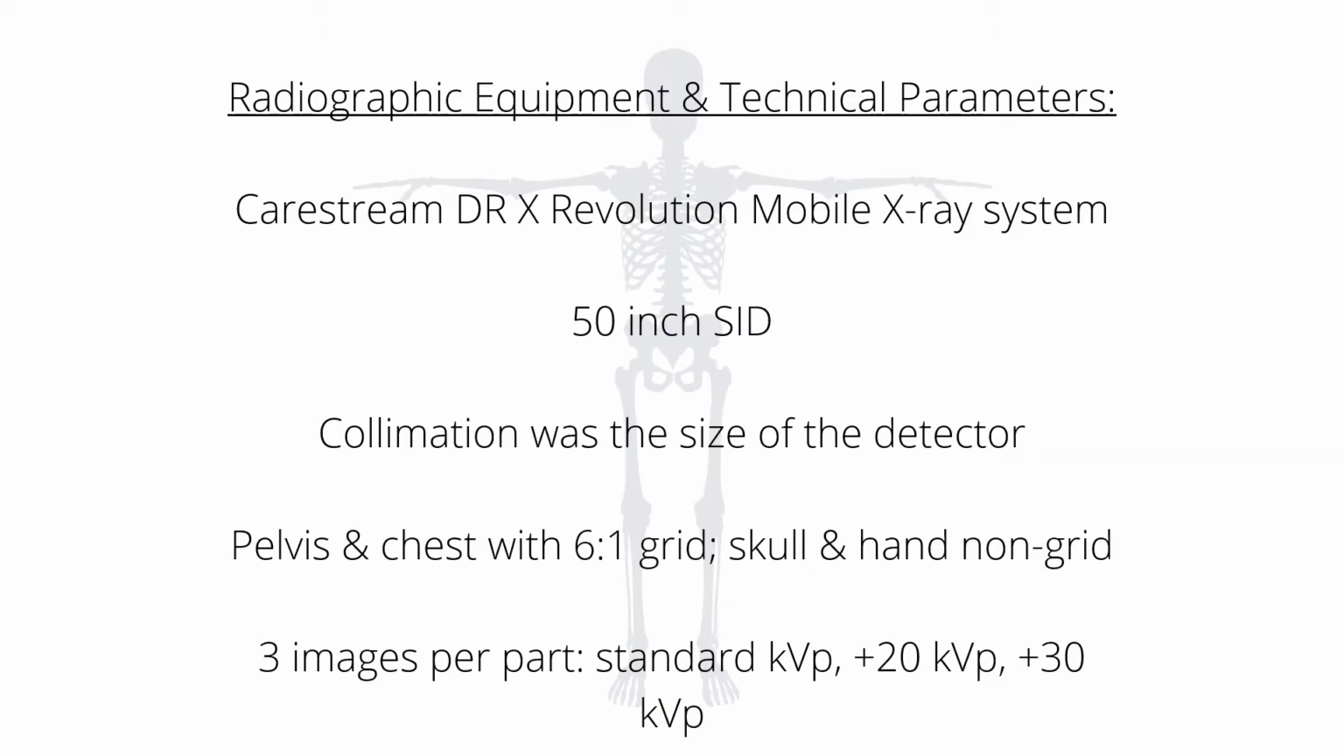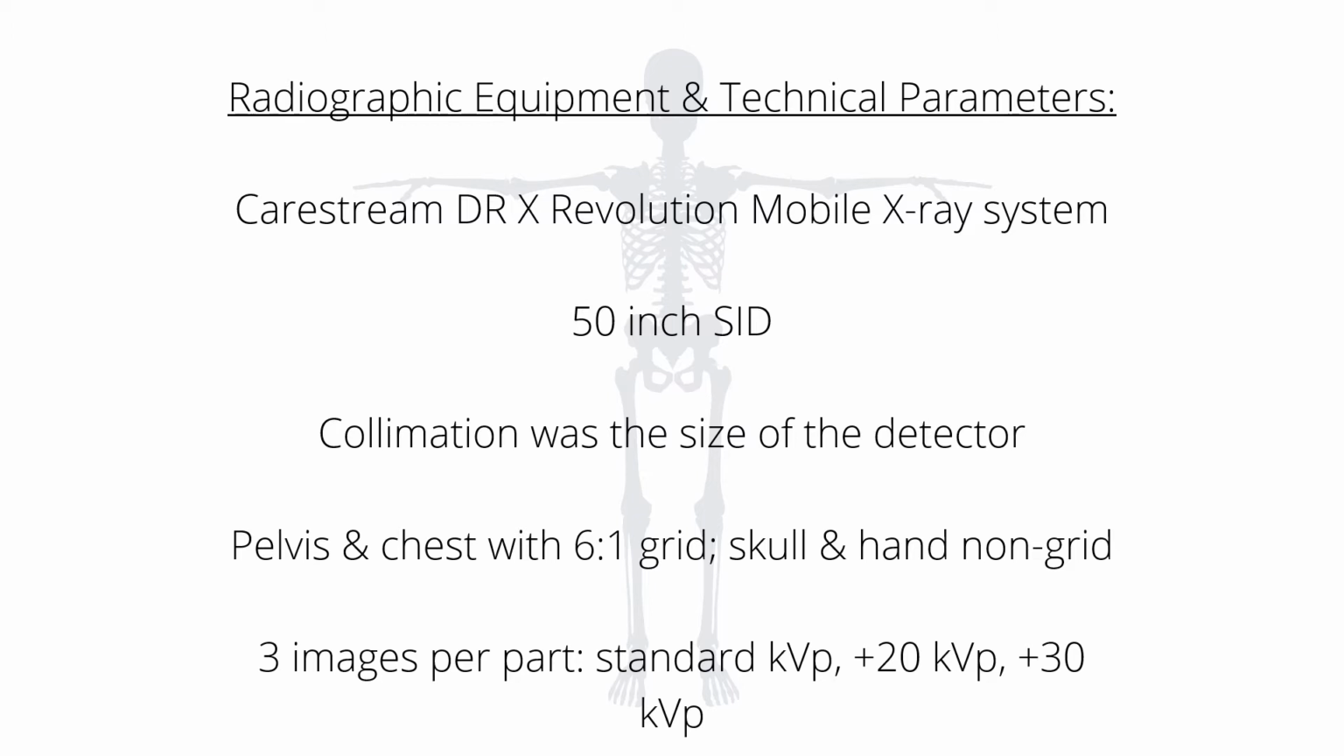For this study, they used a mobile digital radiography system, and they obtained 3 images for each phantom part. You'll notice in the article they described that a 50-inch SID was used, and this was what was recommended by the manufacturer for this particular system. They kept the collimation to be the size of the detector so that it was consistent from one image to the next, and as per their site protocol, they obtained the pelvis and chest images using a 6:1 grid, keeping in mind this is a mobile study, and for the skull and hand they did not use a grid.